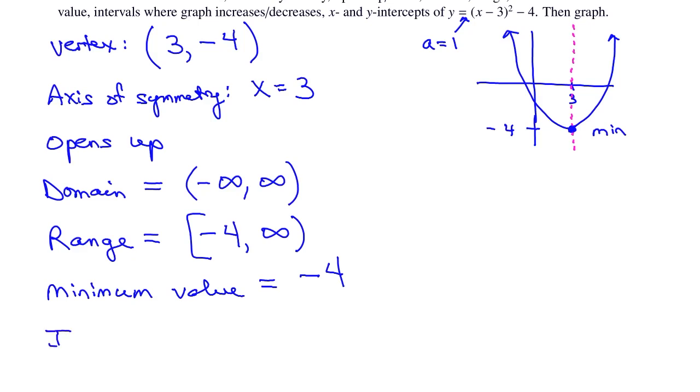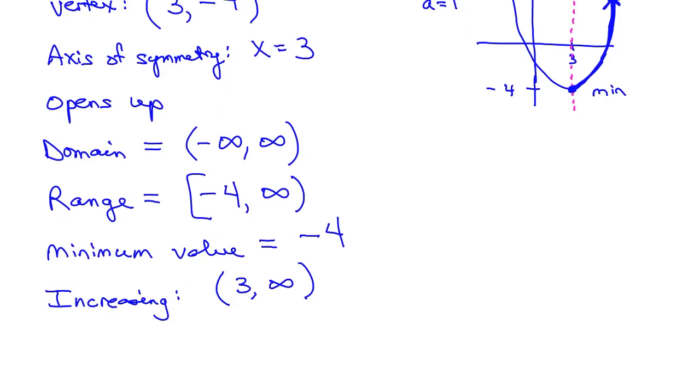Next, let's determine where the graph is increasing. So this graph is increasing starting at 3 and moving to the right. Remember that when you talk about increasing and decreasing intervals, you always use open intervals and you always use the x values. What about decreasing? The parabola is decreasing from -infinity up to 3.